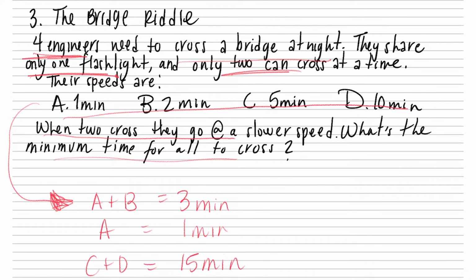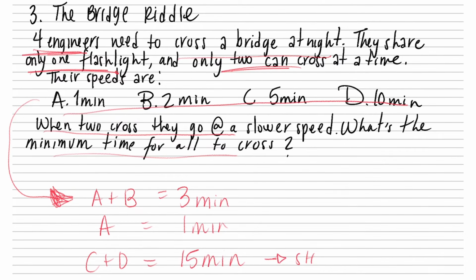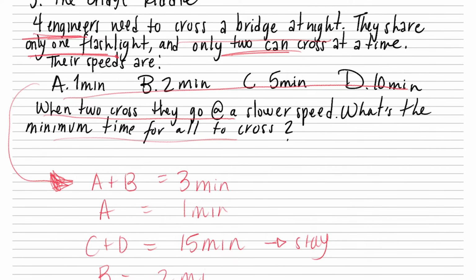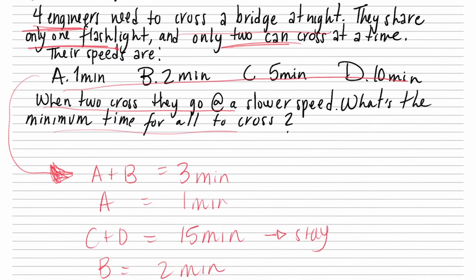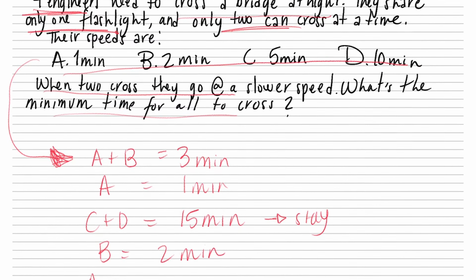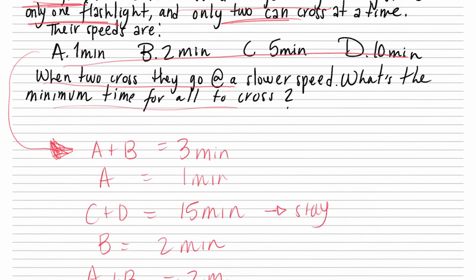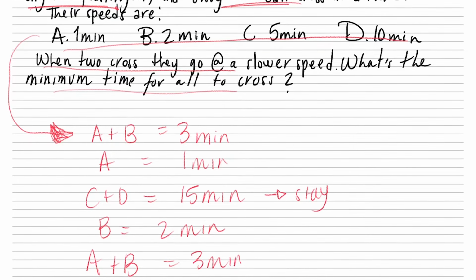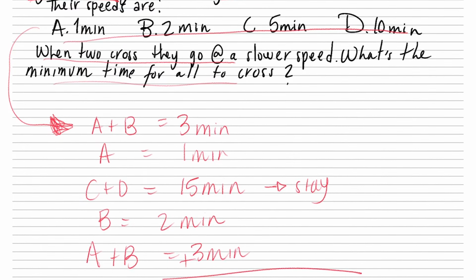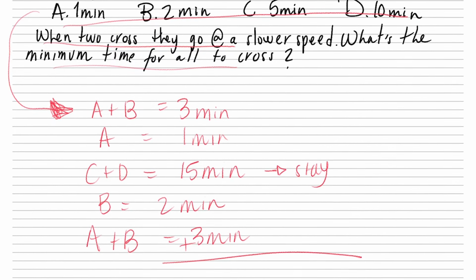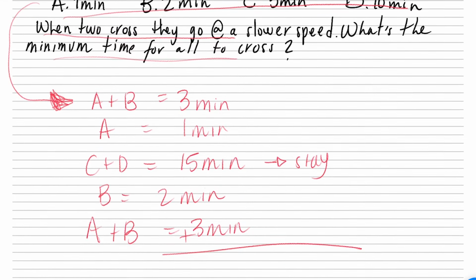And we're just going to let them stay there because they take up too much time, so I don't want them to cross anymore. But I'll let B go back because B is the shortest amount of time. It just makes more sense. So B will go back and that'll be an additional 2 minutes. And then A and B can come back again, and that's going to equal another 3 minutes. All right, so 3 plus 1 is 4, plus 15 is 19, plus 2 is 21, plus 3 is 24.